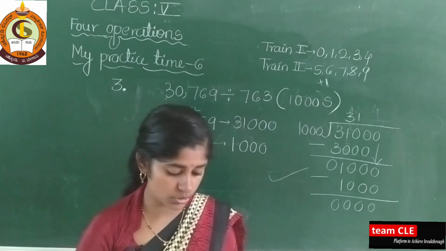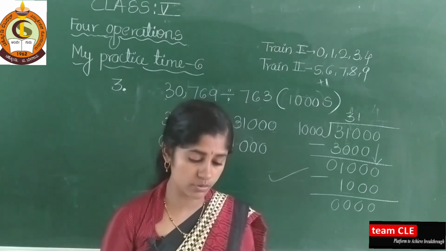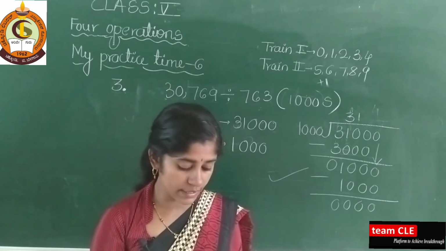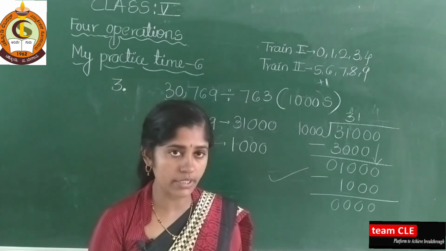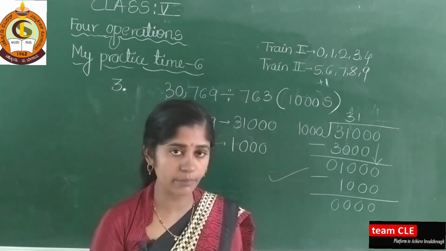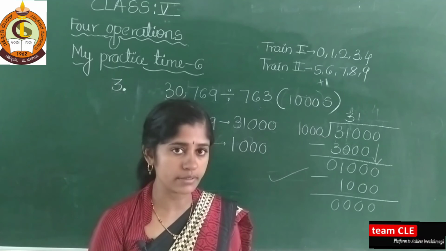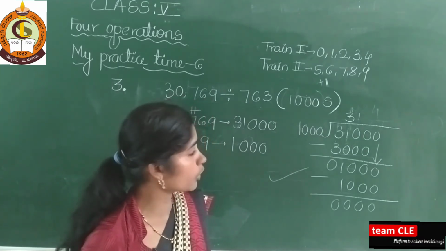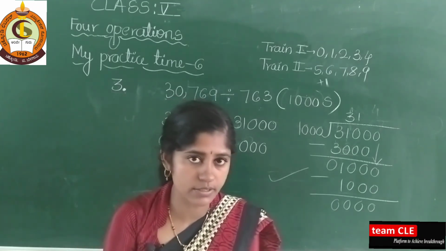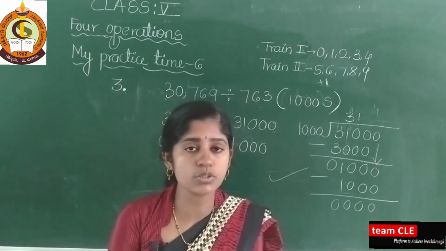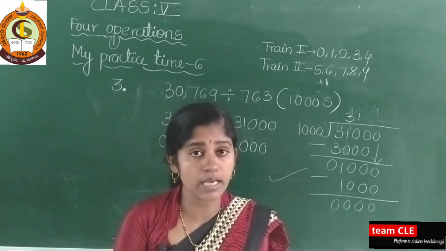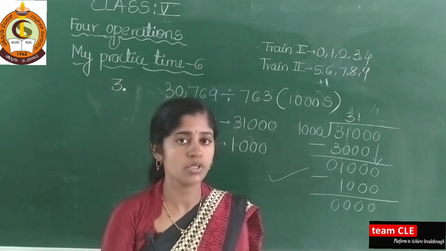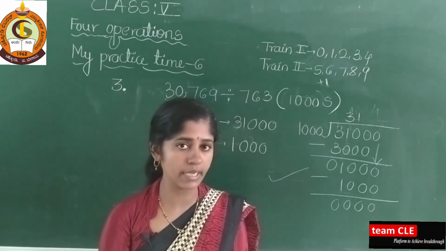So this type you need to solve the examples. See here, I have solved in my practice time 6, second main, third main. There are only 3 examples in second main and third main. Already I have solved 2 examples and the remaining 1 you do as homework and send it to my personal number. I have completed this lesson, 4 operations, and you have these 2 lessons for your preterm exam. That is, the first one is large numbers and the second one is 4 operations. So please keep practicing all these examples.